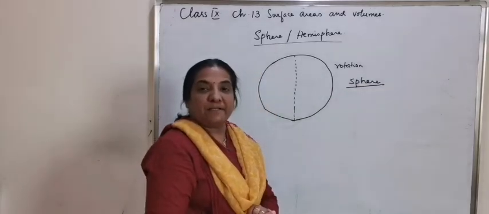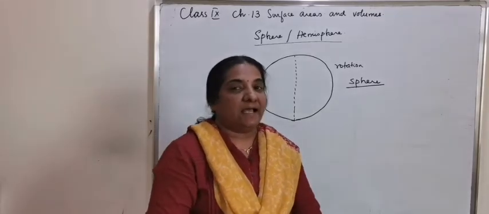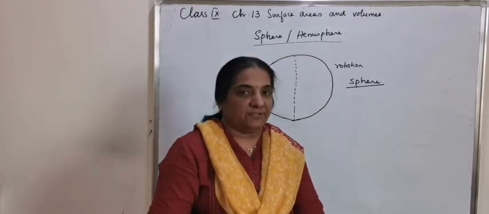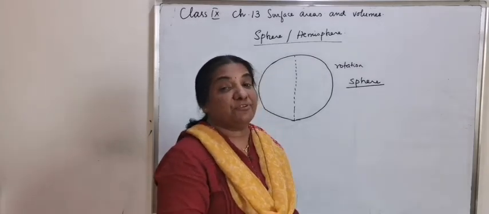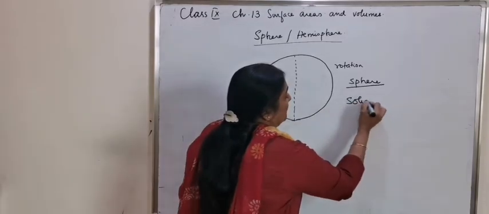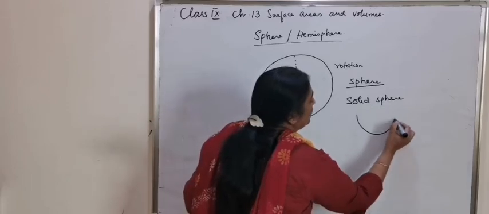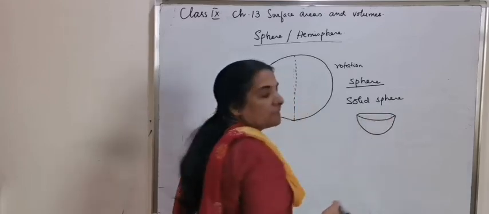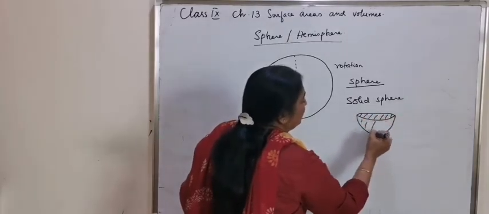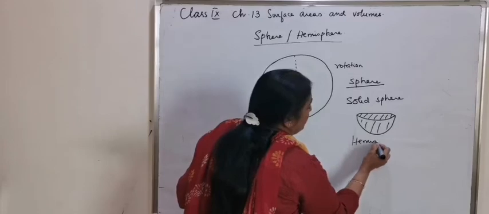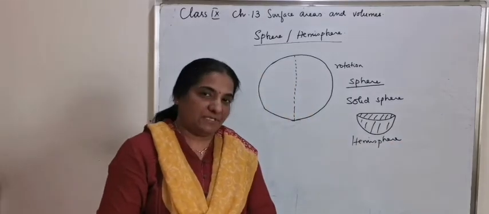The clear example is a football or a rubber ball. This can be considered as an example for a sphere. And now, if a solid sphere is cut into two equal parts, you will get a shape called a hemisphere, which means half of a sphere will give you a hemisphere.